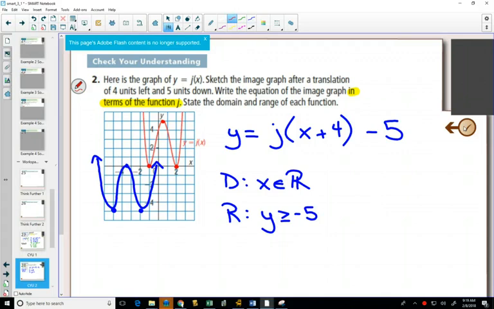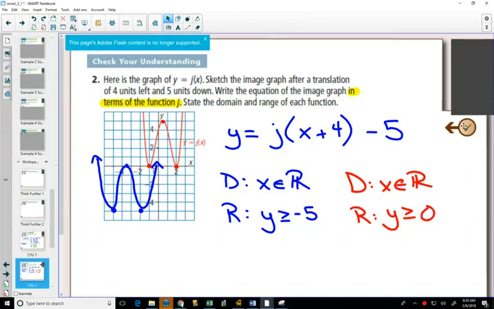For our red graph, the domain is also everything. The range, the smallest y value on our red graph was 0, so our range is y is bigger than or equal to 0.